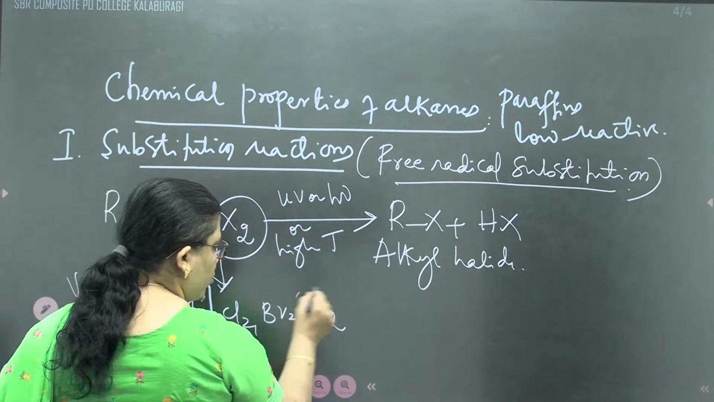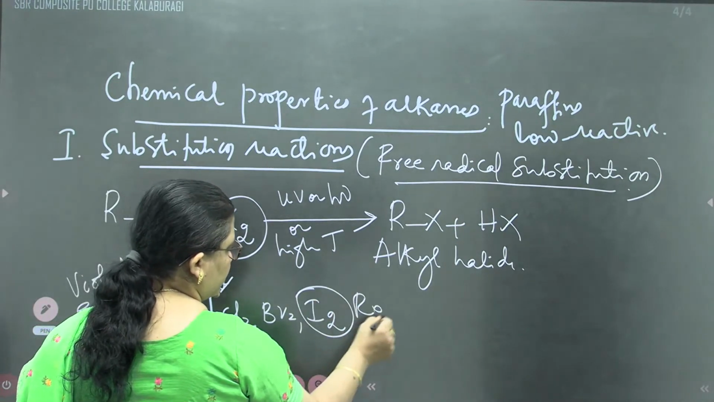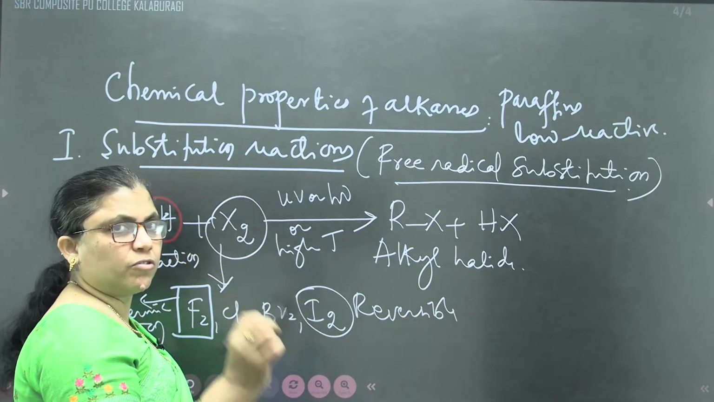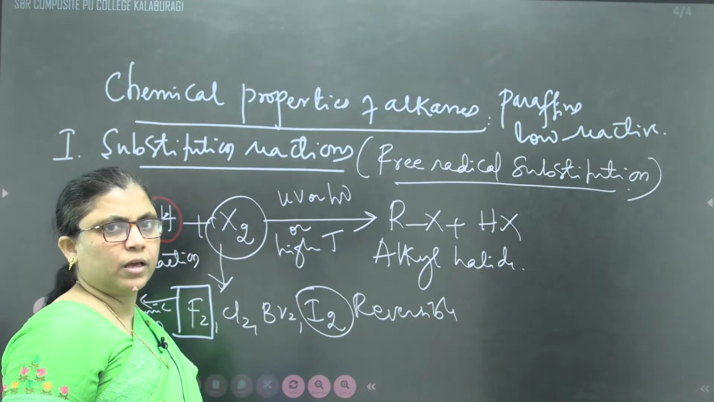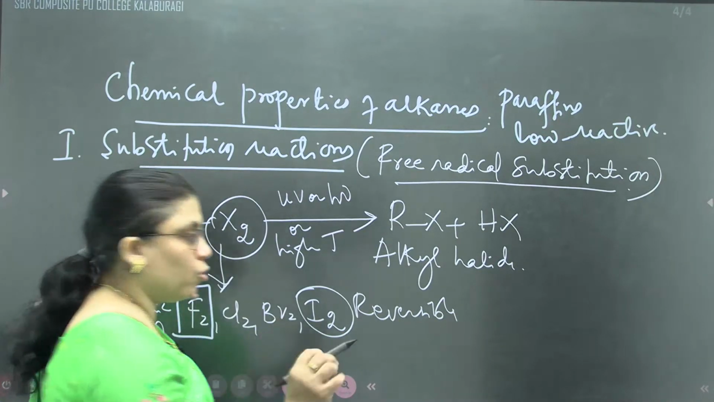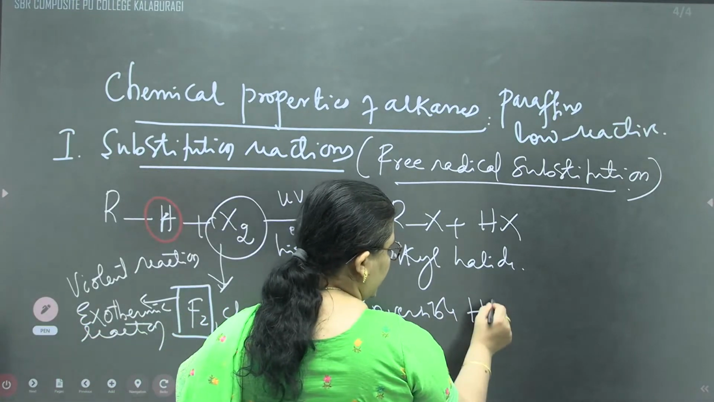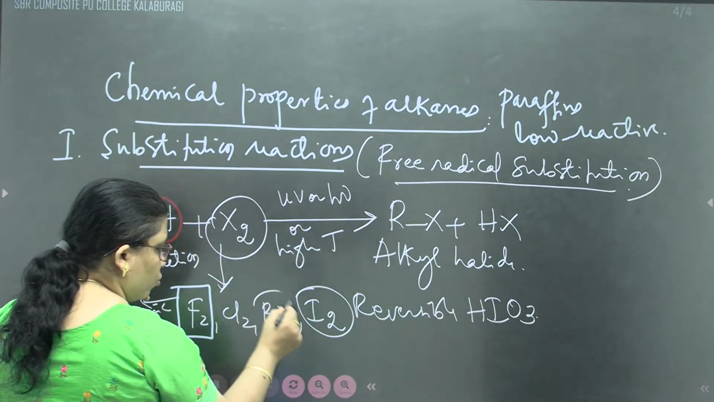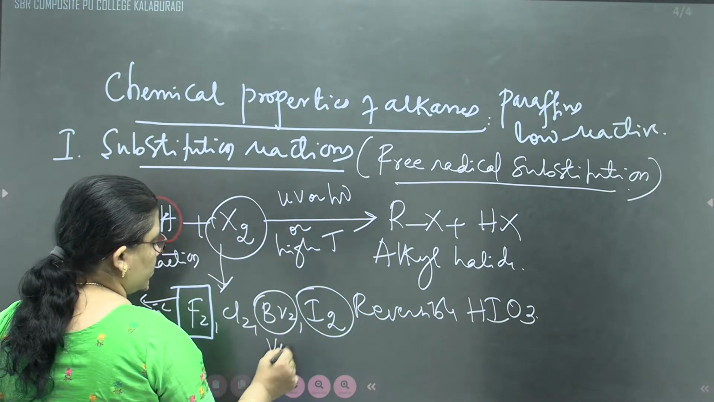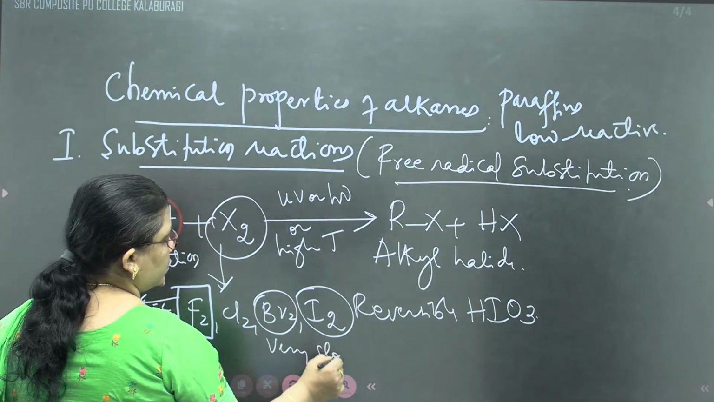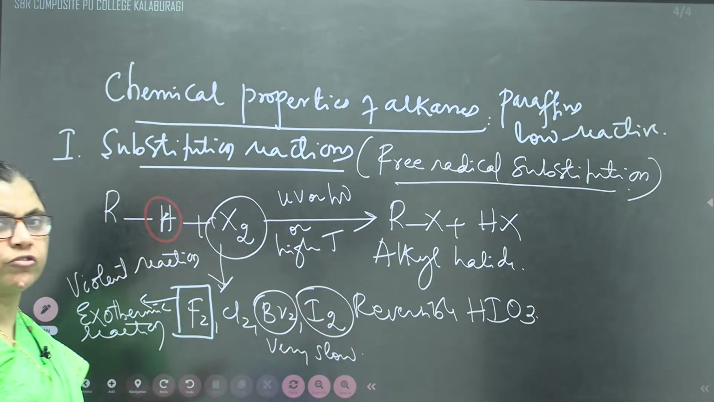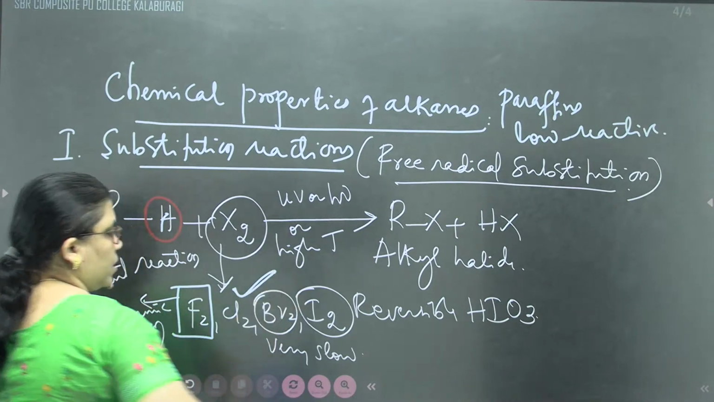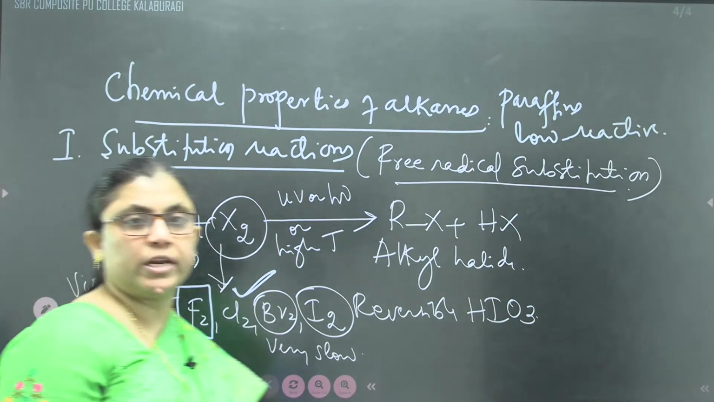Iodination is reversible. It should be done in the presence of an oxidizing agent, HIO3. Bromination is very slow. That's why the most preferable is chlorination.